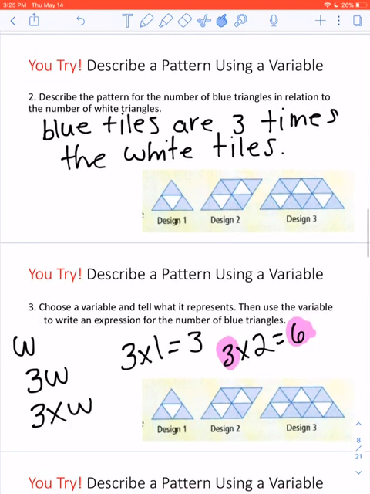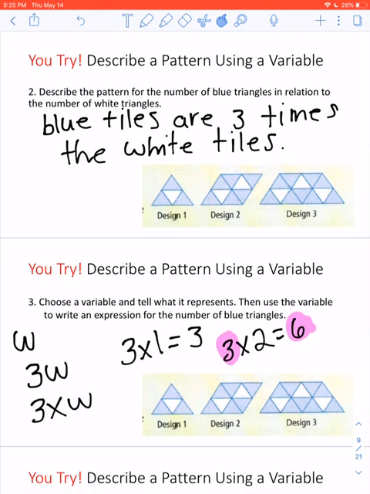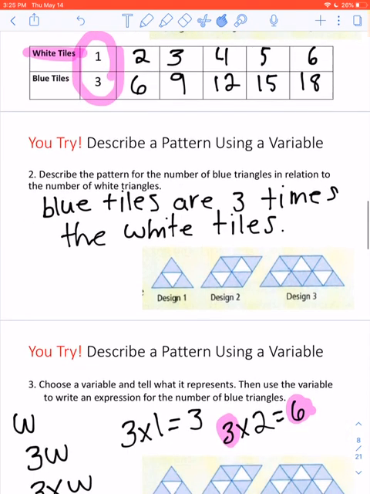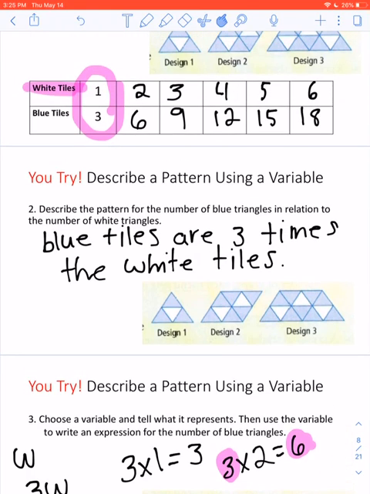Oops. Did I make a mistake here with my math? It looks like I did. Let me just see. White tiles are 2, blue tiles are 6. Nope, that's right. Sorry. When the white tiles are 2, the blue tiles are 6. Correct. And that's what it shows on our chart right here.